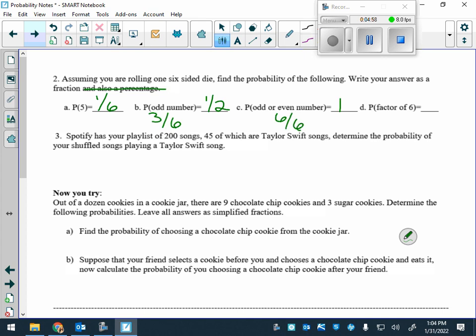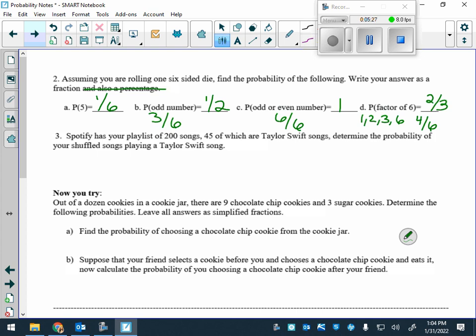Probability of a factor of 6. Rosanna? 2 out of 3, because the factors of 6 are 1, 2, 3, and 6, which is 4 out of 6, which reduces to 2/3. Okay?